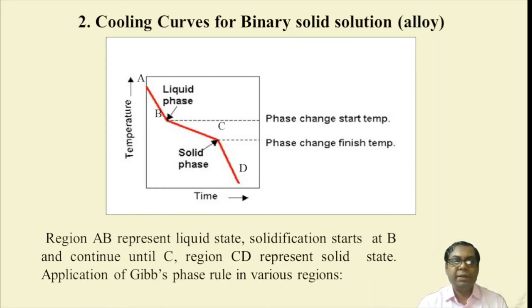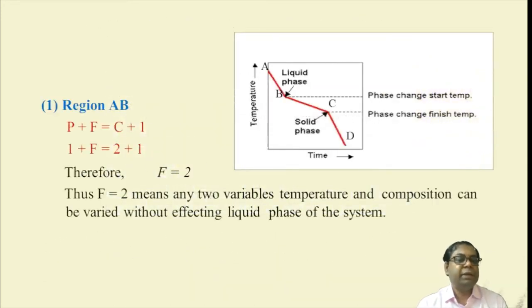So over here, region AB represents the liquid state, and solidification starts at B and continues until point C. Region CD represents the solid state. So applying the Gibbs phase rule in the various regions, for region AB we get P plus F equal to C plus 1. So P equal to 1, F we have to find out, and C is obviously 2, so 2 plus 1. So F equal to 2 from the equation.